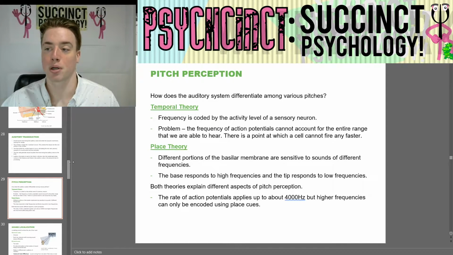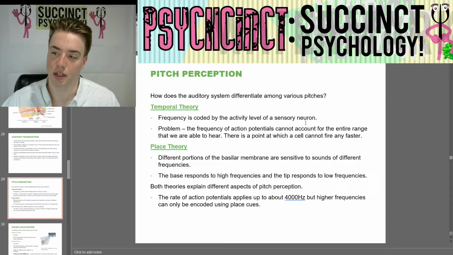Next, we have pitch perception. So how does the auditory system differentiate among various pitches? We have two theories here. We have temporal theory, which is frequency is coded by the activity level of a sensory neuron, but there's a problem, and that is the frequency of action potentials cannot account for the entire range that we are able to hear. There's a point at which a cell simply cannot fire any faster.